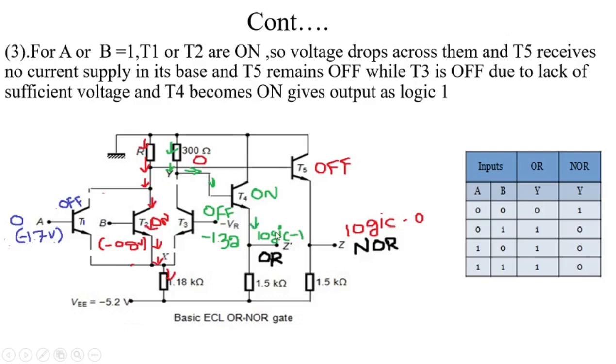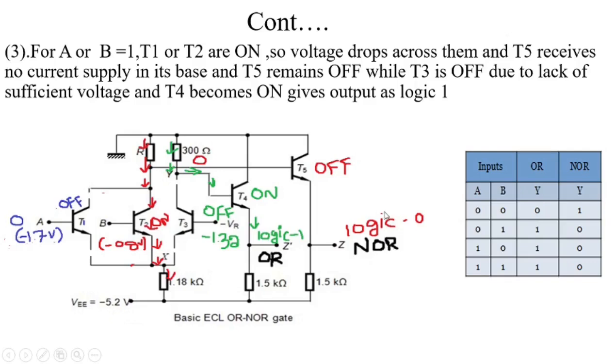Once we verify the truth table of the OR/NOR gate, when any one of the inputs is high, the OR output is 1 and the NOR output is 0. So here, when any one of the inputs is high, we get the output of the OR gate as logic 1, and the output of the NOR gate as logic 0.